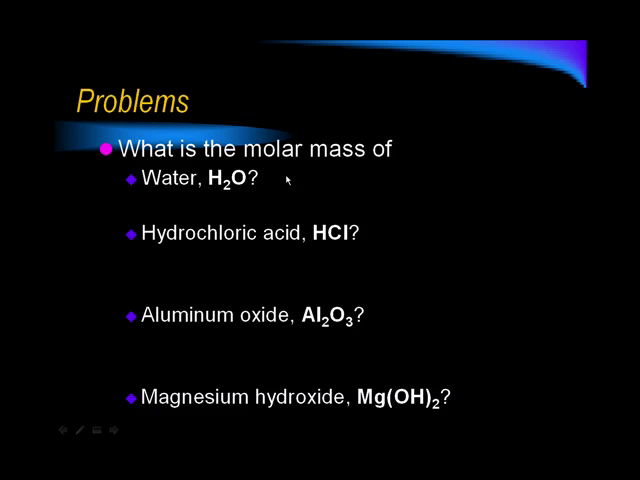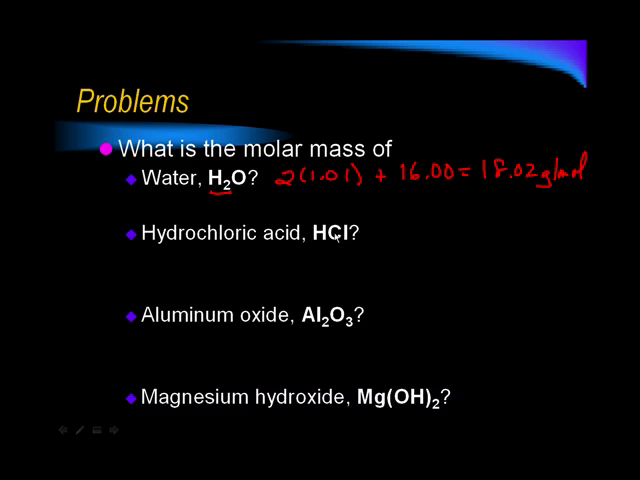What's the molar mass of water? Well, I have 2 hydrogens. I look up hydrogen off the periodic table. 2 times 1.01. I have 1 oxygen for 16.00. You add them up, 18.02 grams per mole. Now would be a good time to pause the recording and try these out on your own.